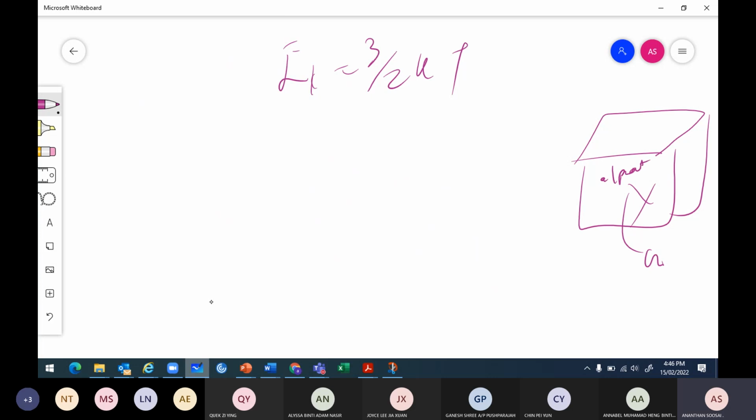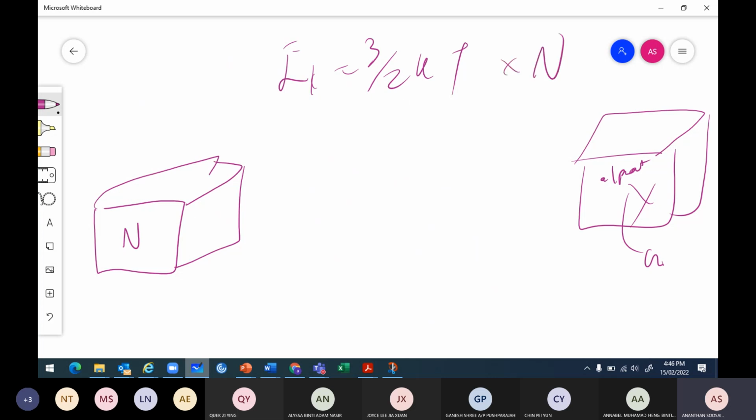One particle. Let's say you have a container, and this container has n mole of particles. So what is the total kinetic energy the particles have? 3 over 2 kT times n. You have to multiply by n.